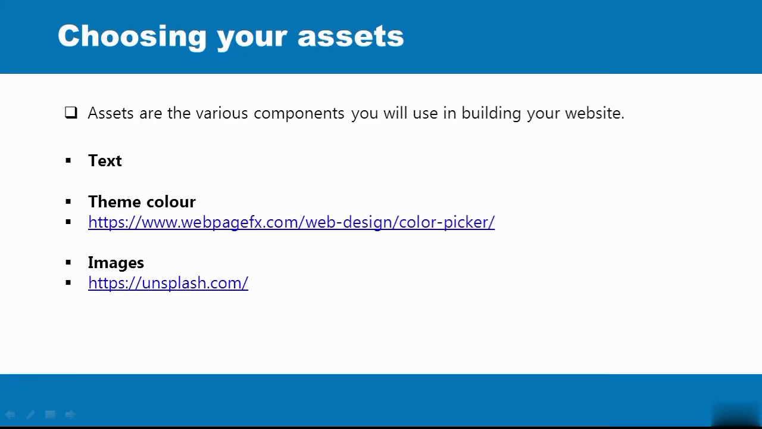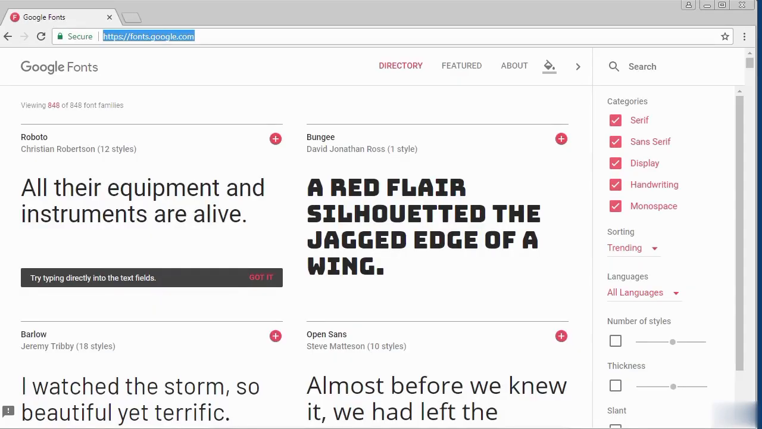Another asset you are going to need is fonts. So you need to know what type of fonts you'll be using for your website. Google has a collection of fonts, quite a big library, so you can go there and just look through the fonts and see whichever one you like. If you do find one you like, you can reference them inside your code editor.